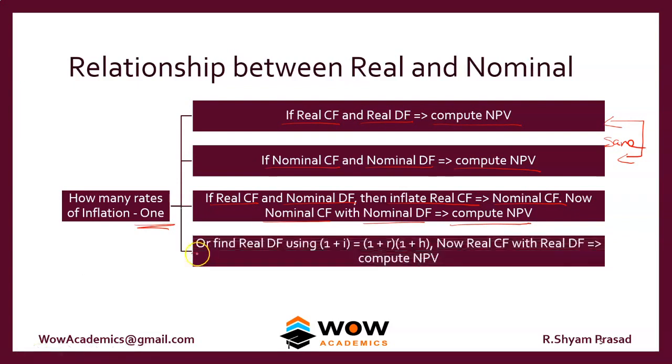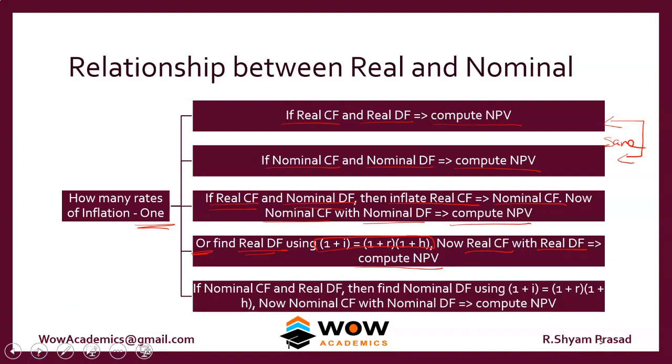Or, as an alternative, you know the real cash flow. What you have to do is only get a real discount factor. So try to get a real discount factor by using this formula. Now you will have the real cash flow and the real discount factor, and you can compute the NPV.